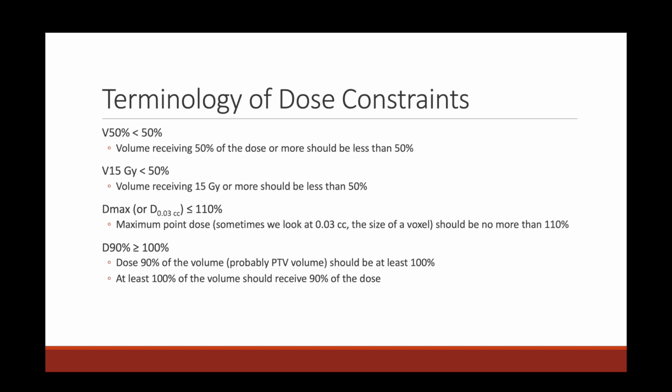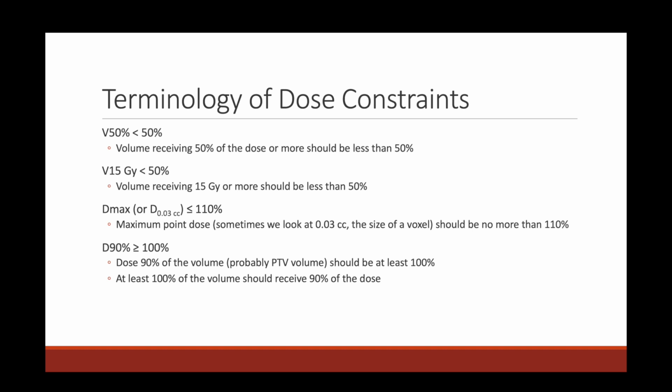And if we're trying to make sure that a certain volume gets at least 100% of the dose, then we're probably thinking about one of our target volumes, such as our planning target volume. This is saying that at least 100% of the volume should receive 90% of the dose. So this terminology can be quite confusing.